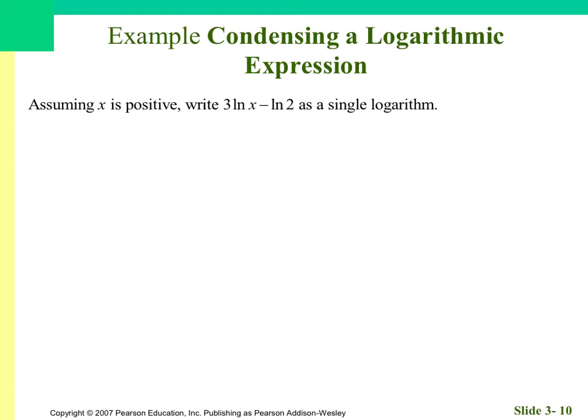So now we're going in reverse. It says, assuming x is positive, write 3 times the natural log of x minus the natural log of 2 as a single logarithm. So the first thing I can do here is say that's natural log of x to the third minus natural log of 2. And then subtraction means you're going to divide. So it's natural log of x to the third divided by 2.